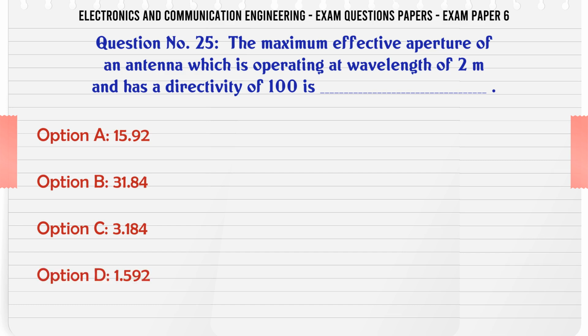The maximum effective aperture of an antenna which is operating at wavelength of 2 and has a directivity of 100 is A) 15.92, B) 31.84, C) 3.184, D) 1.592. The correct answer is 31.84.